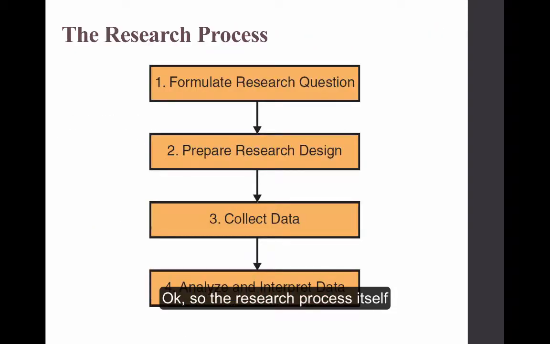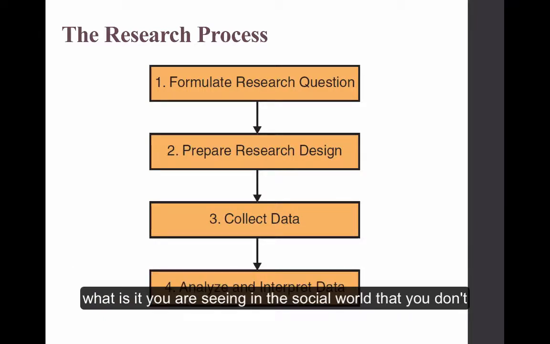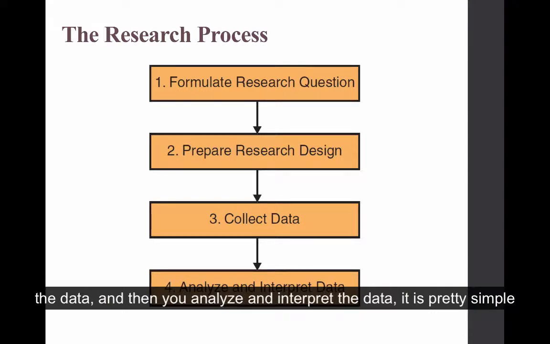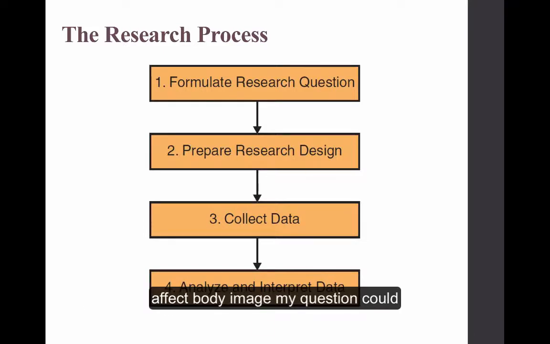Okay, so the research process itself. So the most basic form of the research process is you come up with a question. What is it that you're seeing in the social world that you don't understand, right? You prepare a research design that can then help you answer that question. You go out and you collect the data, and then you analyze and interpret the data. It's pretty simple, right? So if I was trying to understand how media representations affect body image, right?